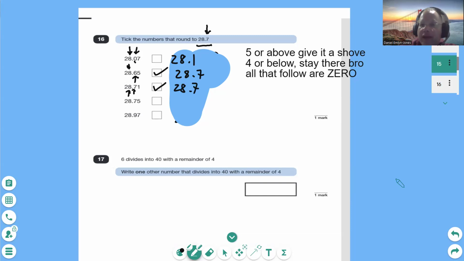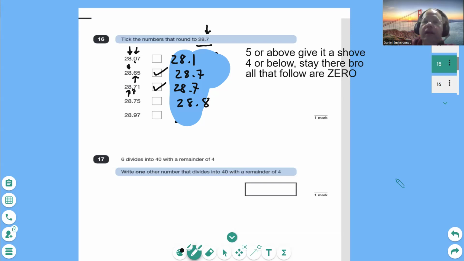28.75. Well, we're rounding the 7. It's followed by a 5. And the 5 says 5 or above, give it a shove. That's going to round to 28.8, isn't it? And this one, well, this is going to round to 29 because the 9 goes up to 10.